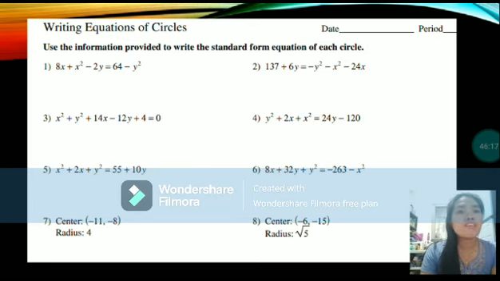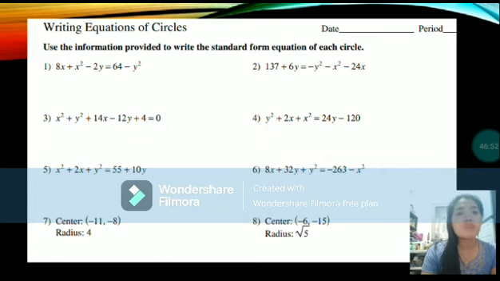Okay, so use the information provided to write the standard form equation of each circle. So here you are given the general form, or not really general form for the rest. The rest are not in general form, but you have to express them in standard form. Number 1, 8x plus x squared minus 2y is equal to 64 minus y squared. Number 2, 137 plus 6y is equal to negative y squared minus x squared minus 24x.